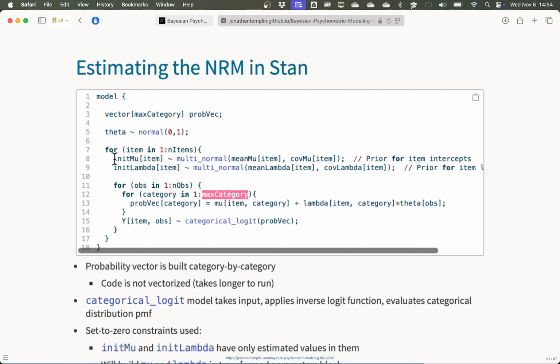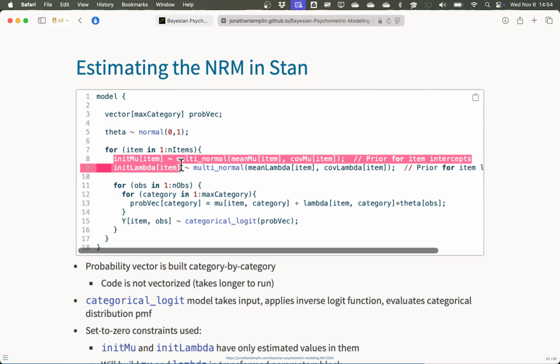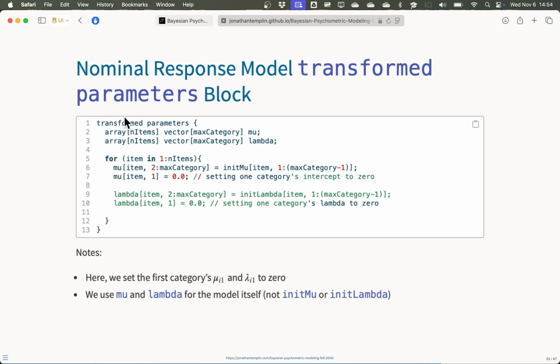So once again, I'm going to create init mu and init lambda with my estimated mu and lambda parameters in these values. And then in the transform parameters block, I'm going to move each value of init mu to mu itself. So basically what I'm doing is setting category 1's intercept to 0 with this line of code. That means categories 2 through 5 take the value of my parameters right here, init mu. Same thing with lambda. I'm going to set the very first category's lambda to 0. And so lambda 2 through 5 is the init lambda vector of our parameters.